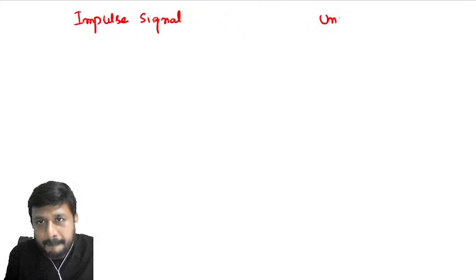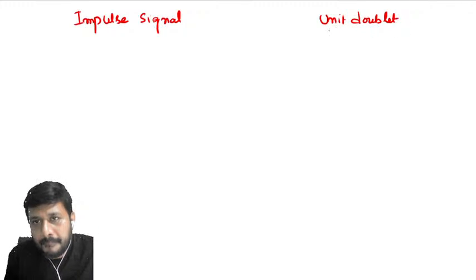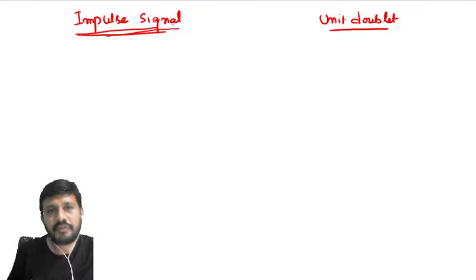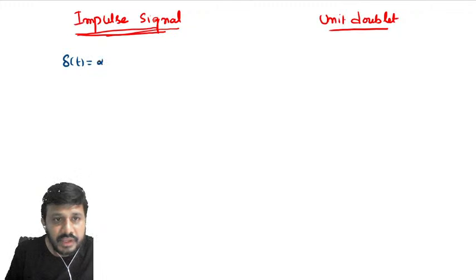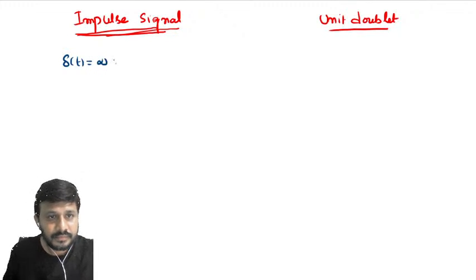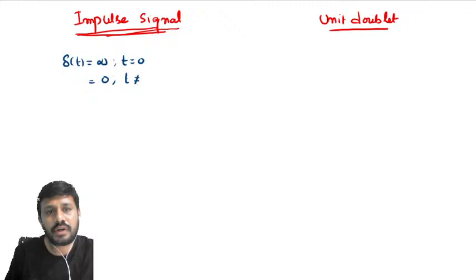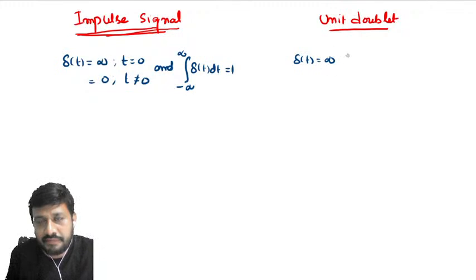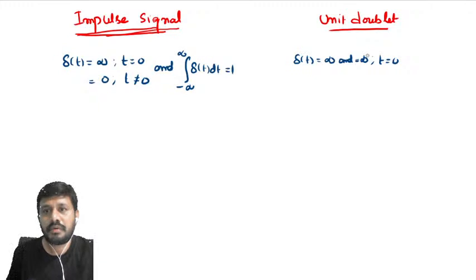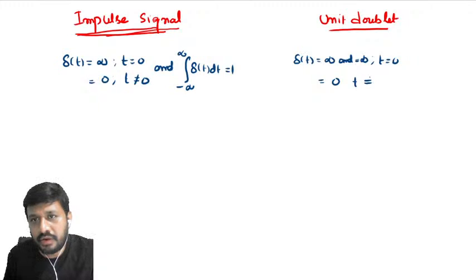Impulse signal, unit doublet. If we compare, now what is the definition? What is the definition of impulse signal? Del of t is infinite at t is equal to 0 and 0 for t not equal to 0, and integral minus infinite to infinite del of t dt is 1. Doublet, del of t is infinite and minus infinite at t is equal to 0 and 0 for t not equal to 0, and integral minus infinite to infinite del dash of t dt is 0.